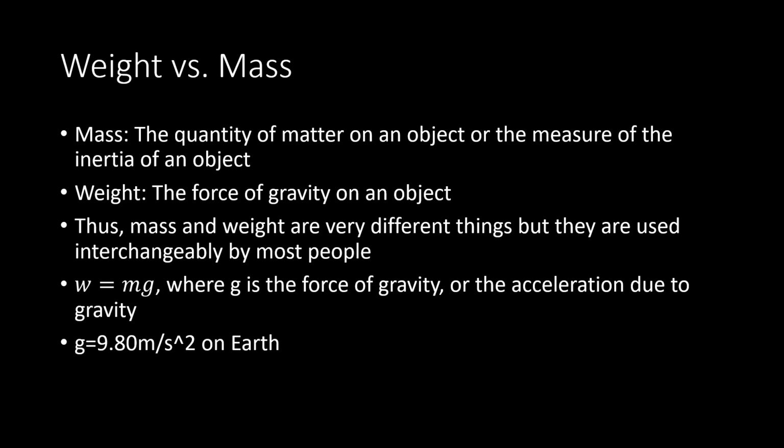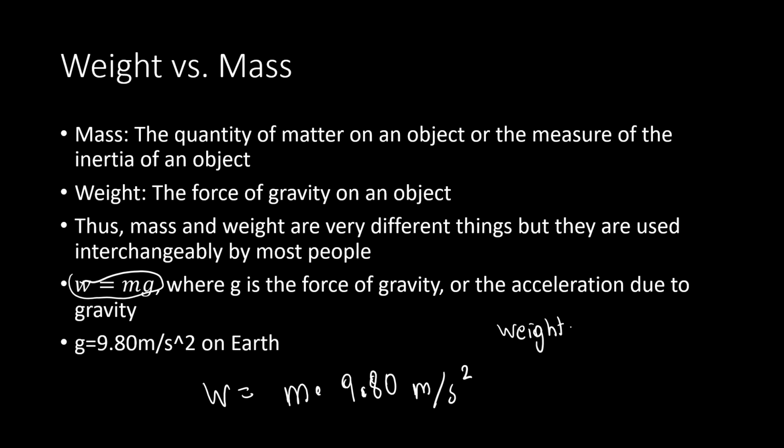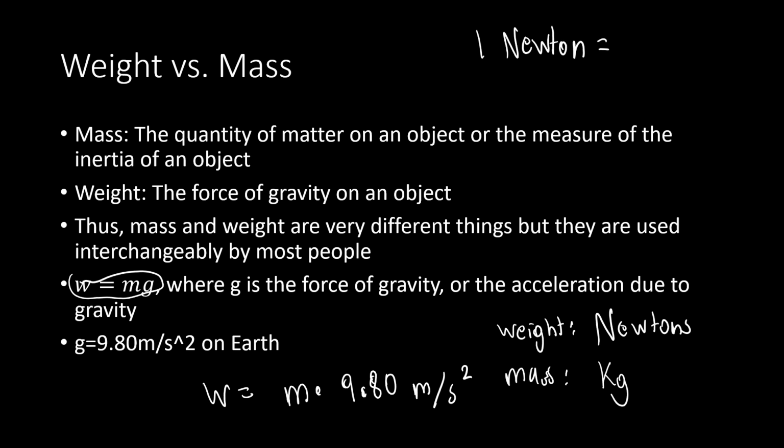Lowercase g is the force of gravity, or the acceleration due to gravity, and g is equal to 9.8 meters per second squared. So you can rewrite this equation as weight is equal to mass times 9.80 meters per second squared. Weight is measured in newtons, and mass is measured in kgs. 1 newton is equal to 1 kg meter per second squared.